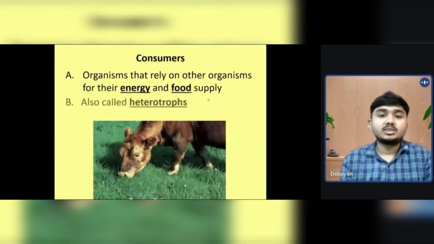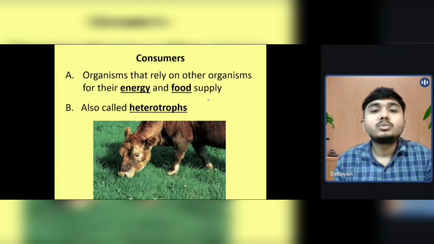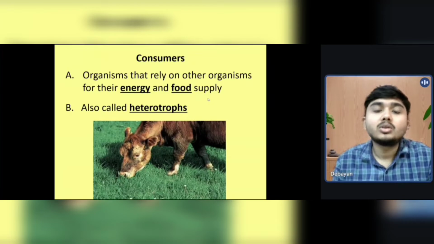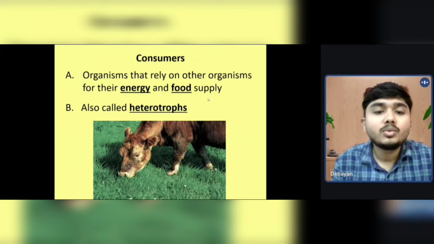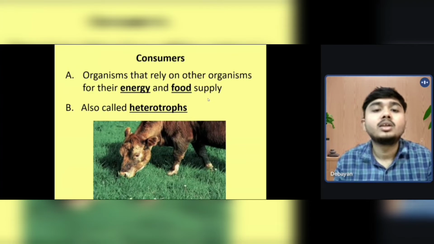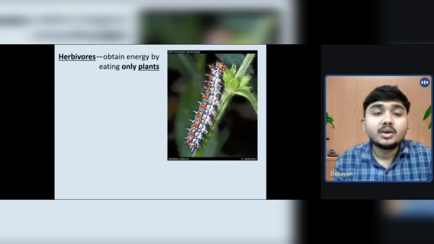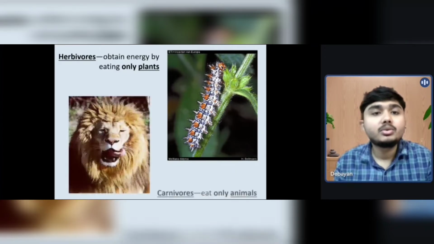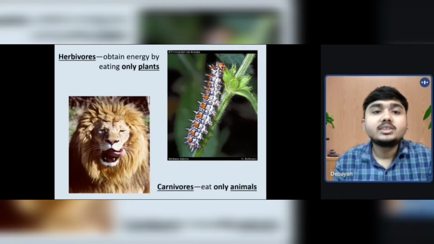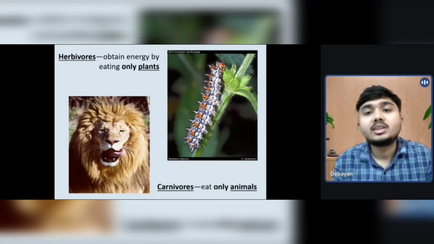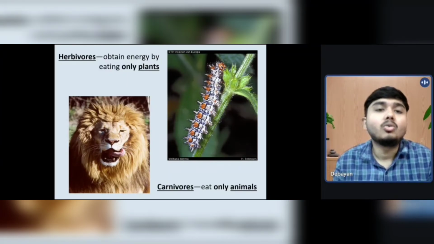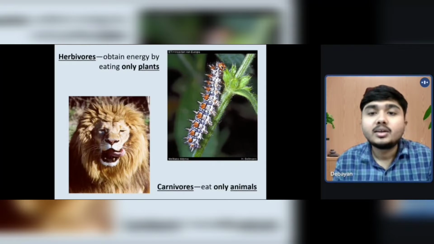Next are the consumers. Who are the consumers? Consumers are the organisms that rely on others for energy and food supply, also called heterotrophs. That means they cannot make their food on their own. They depend on other sources like plants. Now a new term, herbivores. What are the herbivores? They obtain energy by eating plants. Examples of herbivores are cow, goat, or a moth.